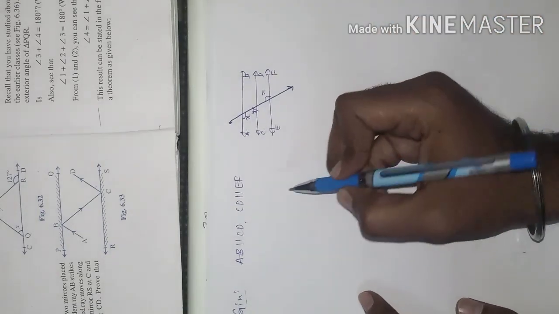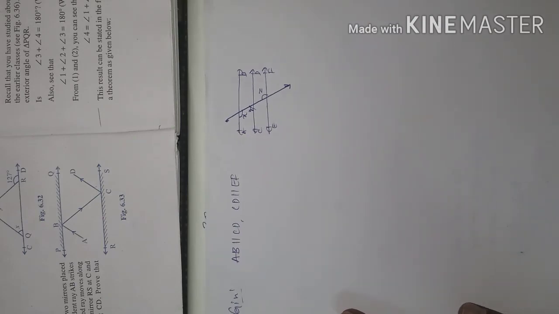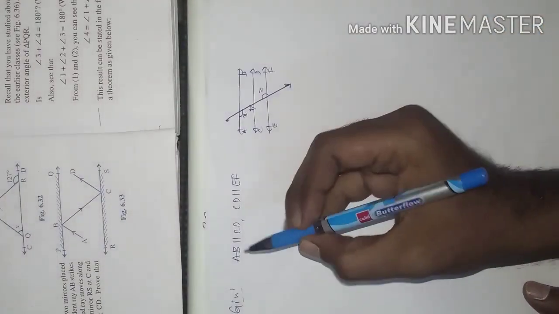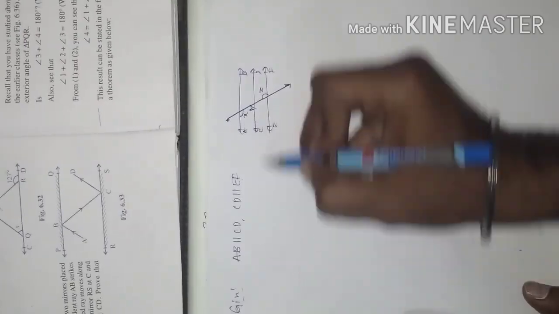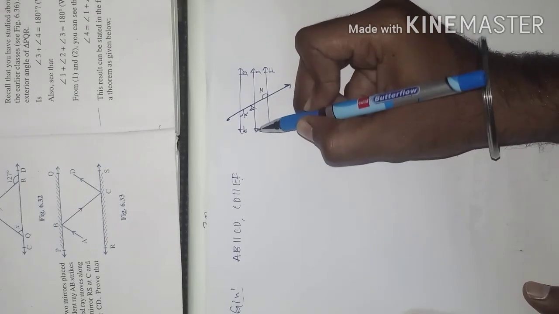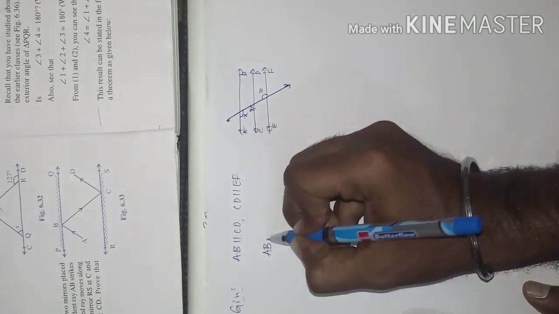Now, as you learned the concept of alternate angles, yes or no? Alternate angles we learned, and the angles on the same side of the transversal add up to 180 degrees, yes or no? We learned this concept, no? So let us use those concepts in this example. Now, as AB is parallel to CD and CD is parallel to EF, can we write it as AB is parallel to EF?